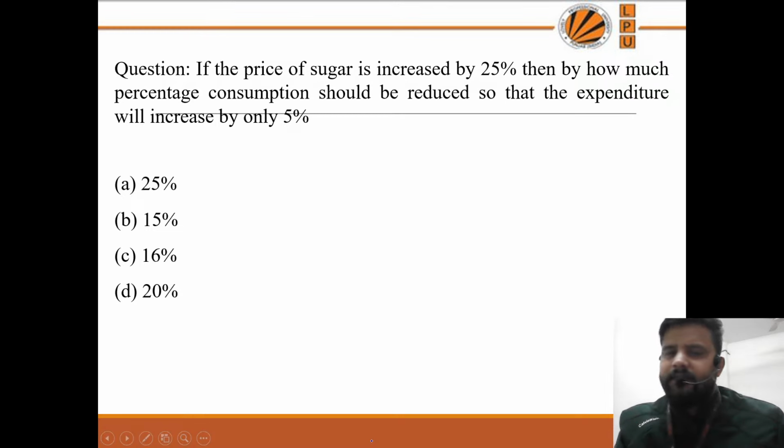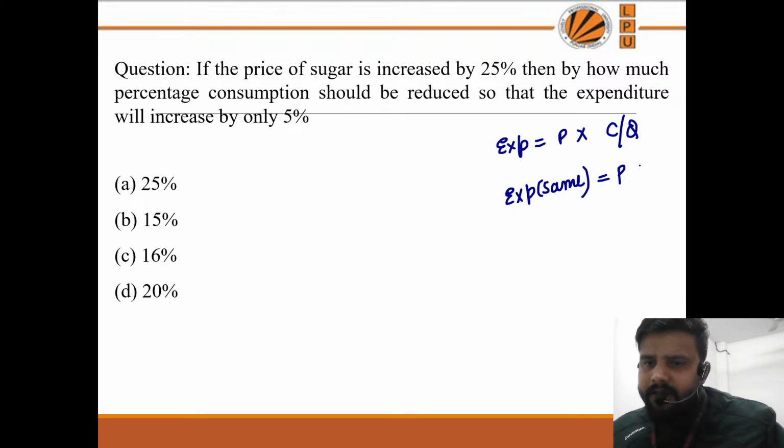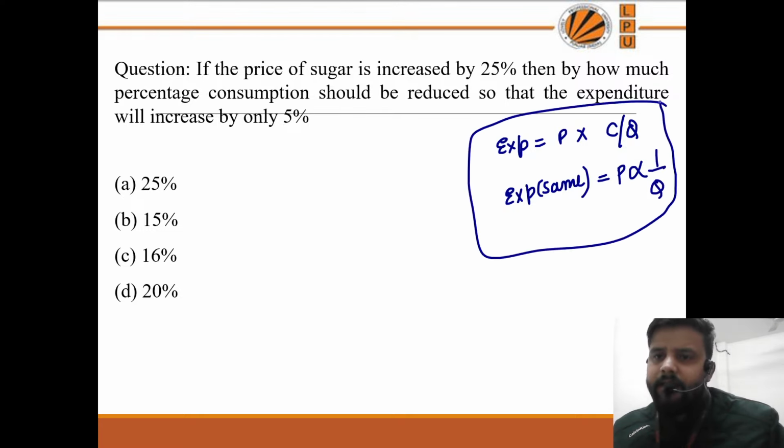Now tell me the answer for this question. There are only two concepts. First, expenditure is equal to price into consumption or quantity. Second, when expenditure is the same, it means price is inversely proportional to quantity. Just remember these two to solve questions of price and expenditure.